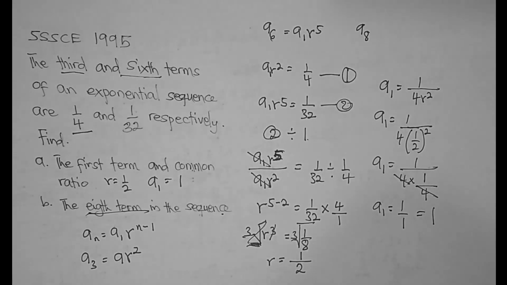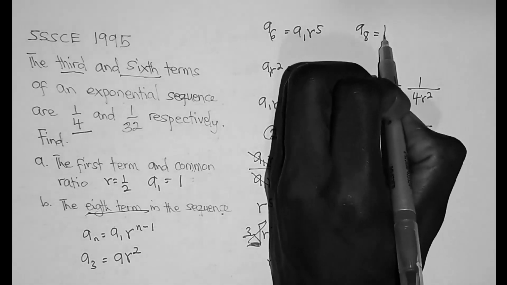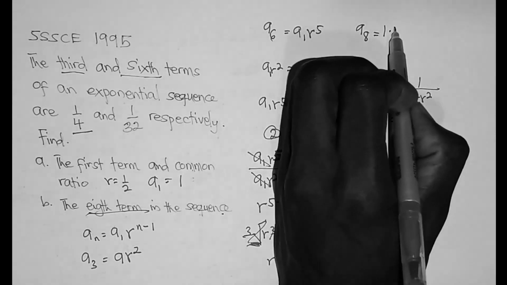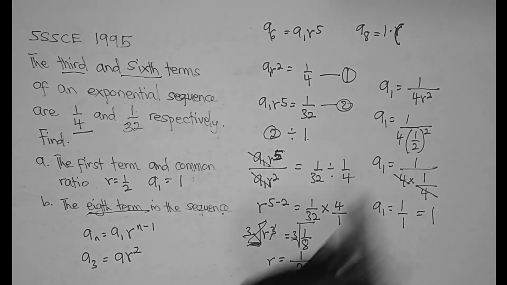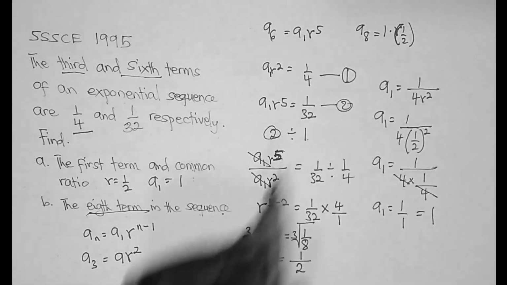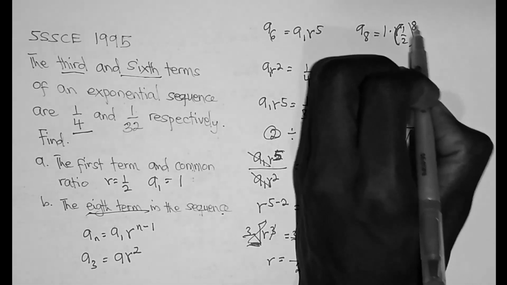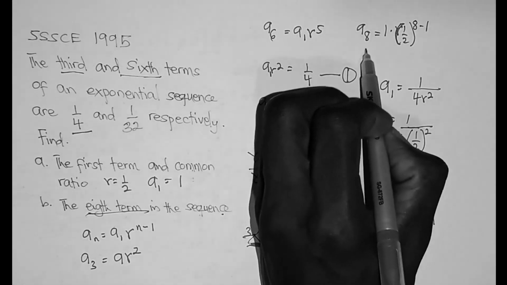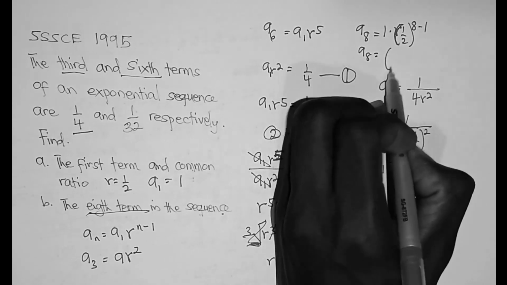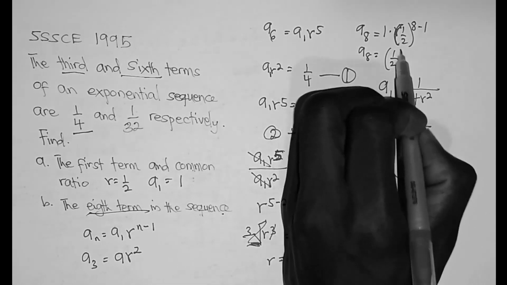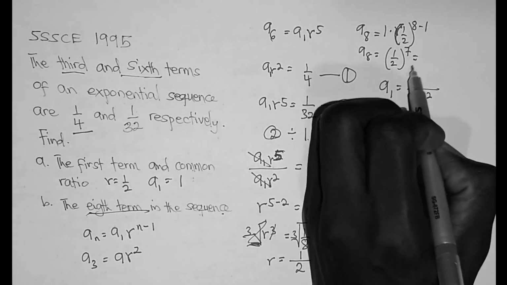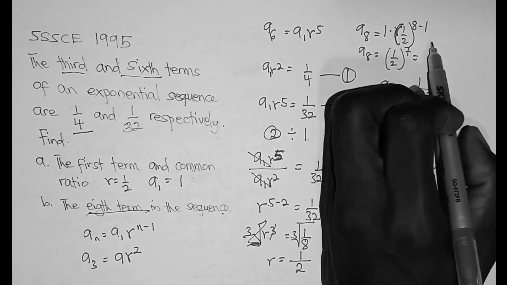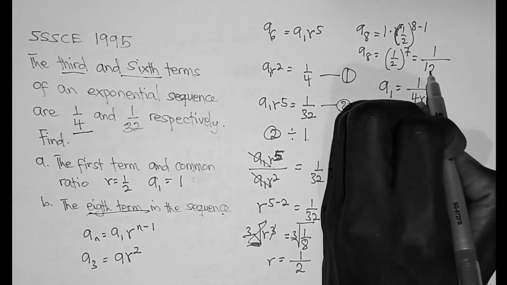a8 is equal to a1, and a1 is 1 times r, the common ratio. And in this case, the common ratio is 1 over 2. Then exponent n, n is 8 minus 1. So a8 is equal to, in brackets, 1 over 2 exponent 7. And 1 over 2 exponent 7 is equal to 1 divided by 128.